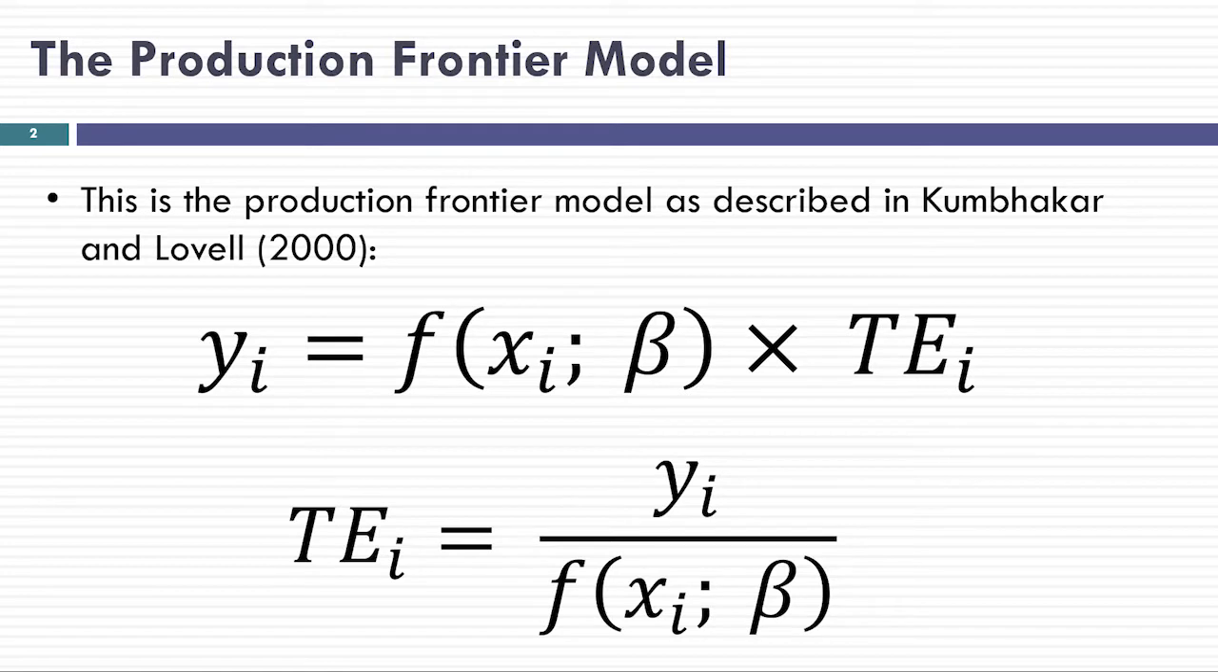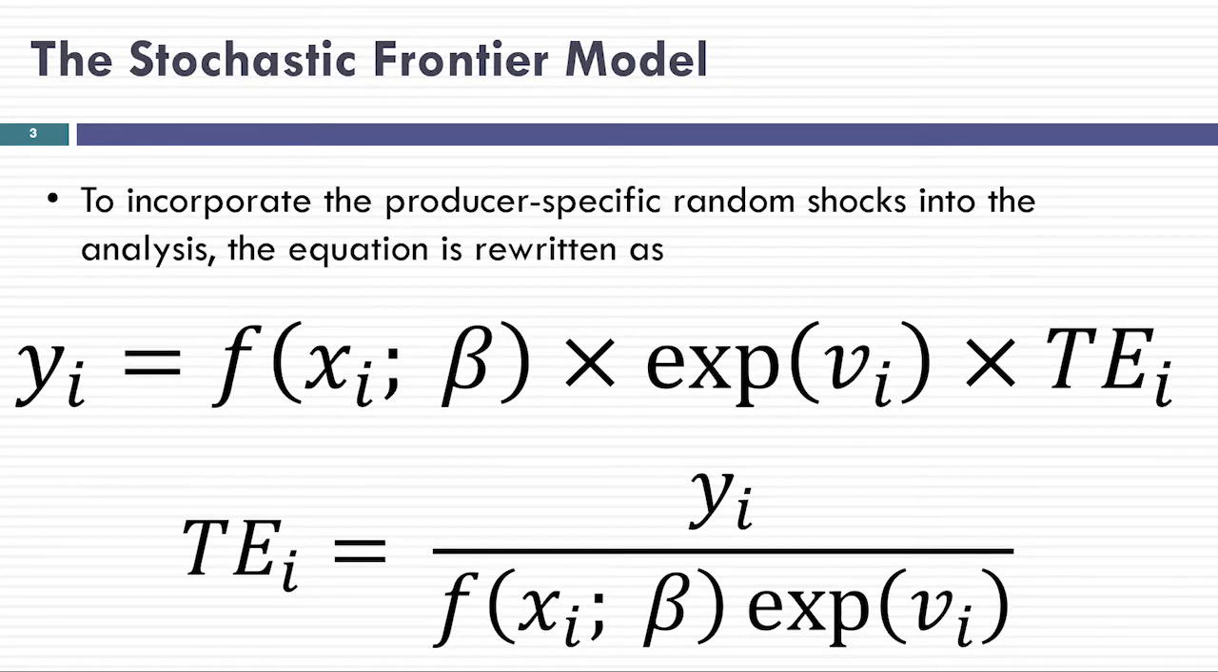From this equation, we could see that TE sub i could only reach its maximum, which is equal to 1, if and only if the observed output attains the maximum output that would be produced by the function f of x sub i, beta. Factoring in the random shocks of production, here we have v sub i, which affects the technical efficiency being less than 1. Here, it provides a measure of shortfall of the observed output from the maximum feasible output in an environment characterized by the exponential form of v sub i, which could vary across producers.